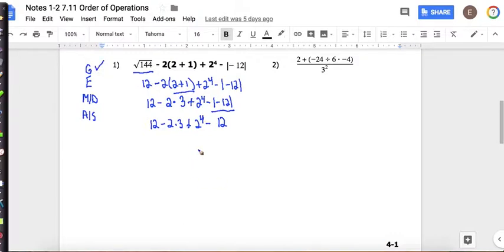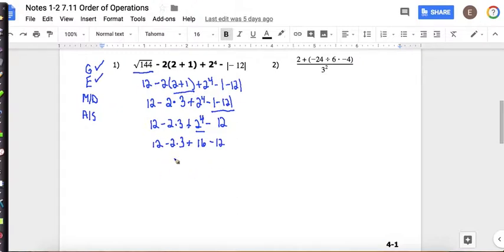Now I'm going to look for exponents. I see 2 to the 4th power. Remember, this means multiply a number by itself 4 times. So 2 to the 4th is 16. Now bring down everything else that we did not use here. And I'm going to cross out the E because I've done all the exponents.